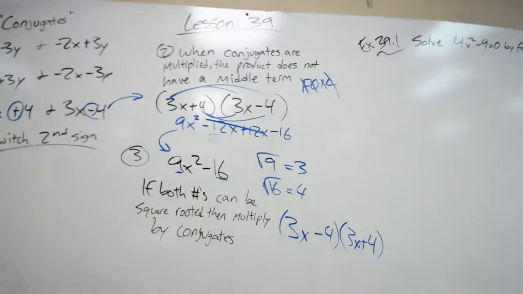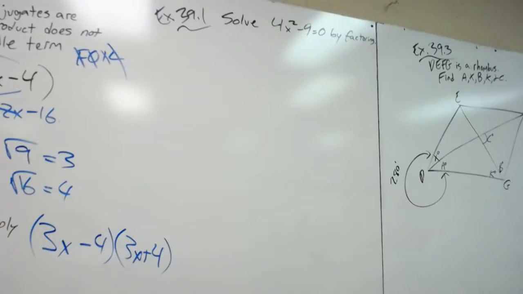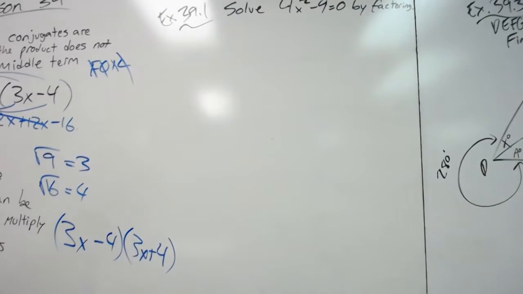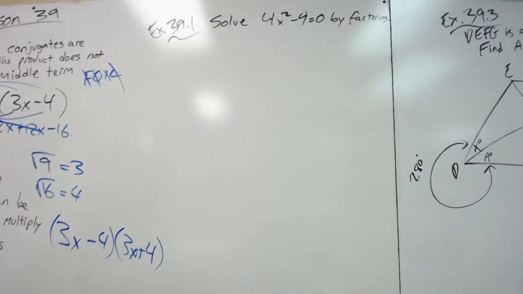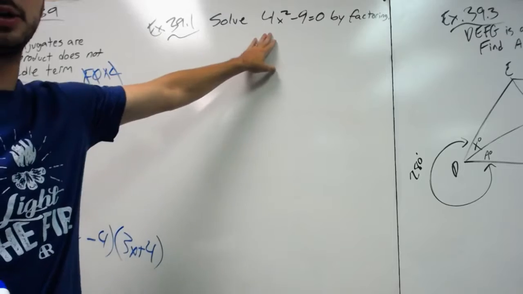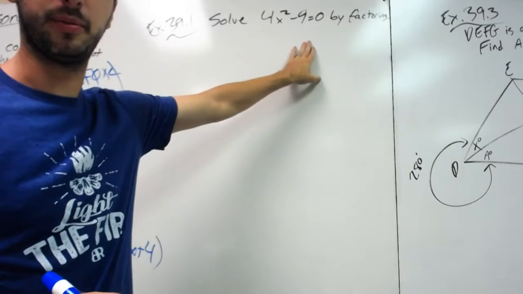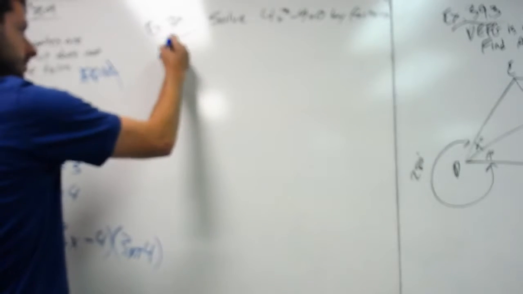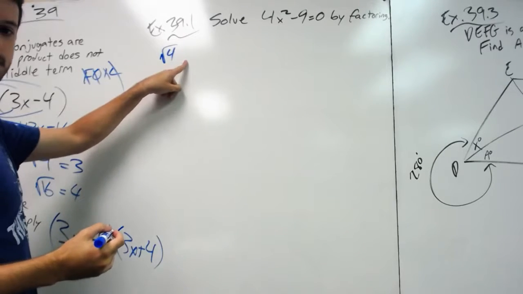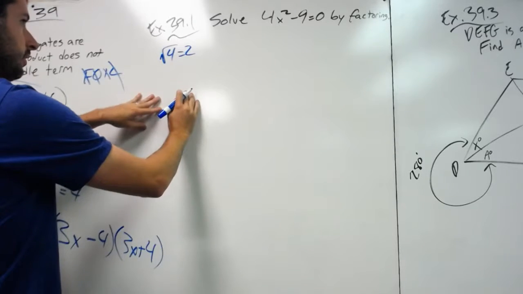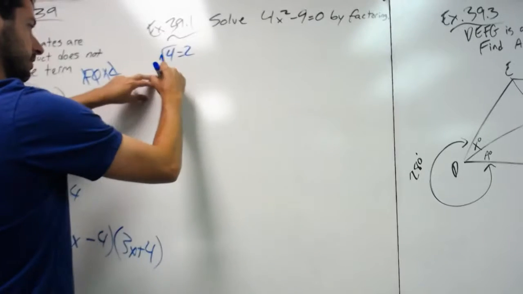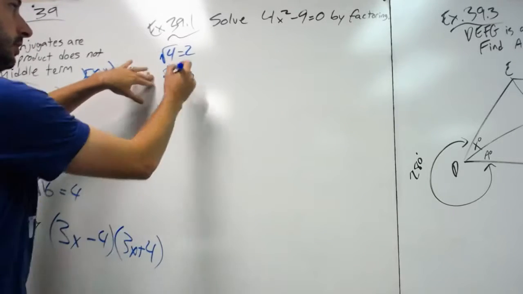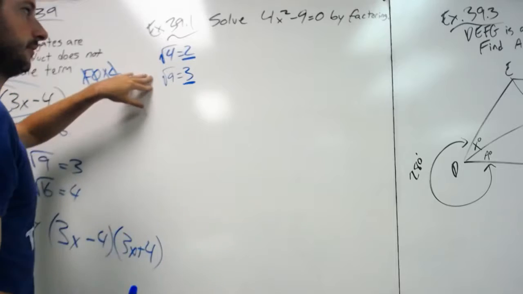So let's look at one example. You get that concept, then the problems are easy. It says solve 4x squared minus 9 equals 0 by factoring. So we have to factor. Well, does square root of 4 have a perfect square? Yes, 2. Does square root of 9 have a perfect square? Yes, it does, 3. So therefore, we would use the 2, and we'd use the 3.